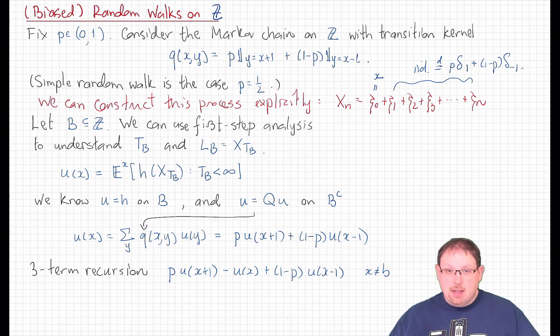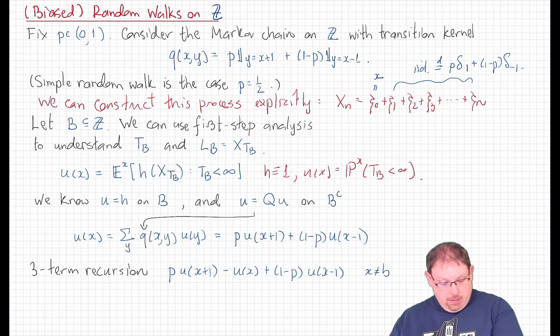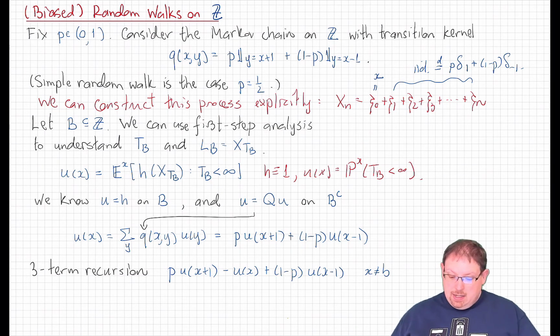Now, if we want to understand the question of the probability that the hitting time is finite, we could take, for example, h to be the constant function 1, in which case u of x is exactly the probability starting in x that you do eventually hit B. But as we'll see, even if we want to understand that quantity, it's going to pay to use more general h's here in the analysis from the start.